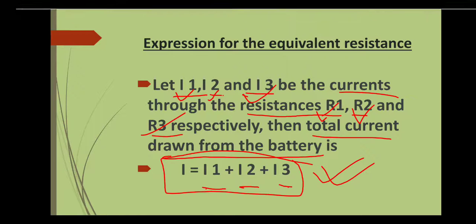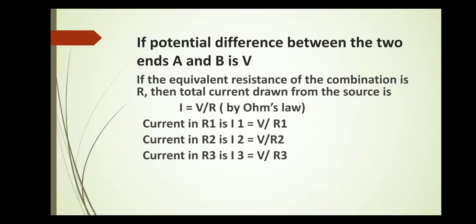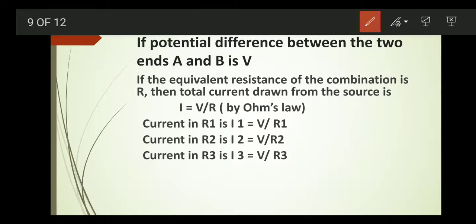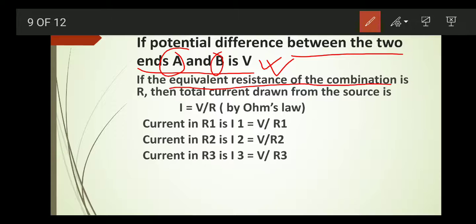R1, R2 and R3. So next, if the potential difference between the two ends A and B is V, that is, if there are two points A and B and the potential difference across them is V, then suppose the equivalent resistance of the combination, the parallel combination of resistors, is R. In that case, by Ohm's law, I is equal to V by R. I is the main current from the battery, V is the potential difference, and R is the equivalent resistance.